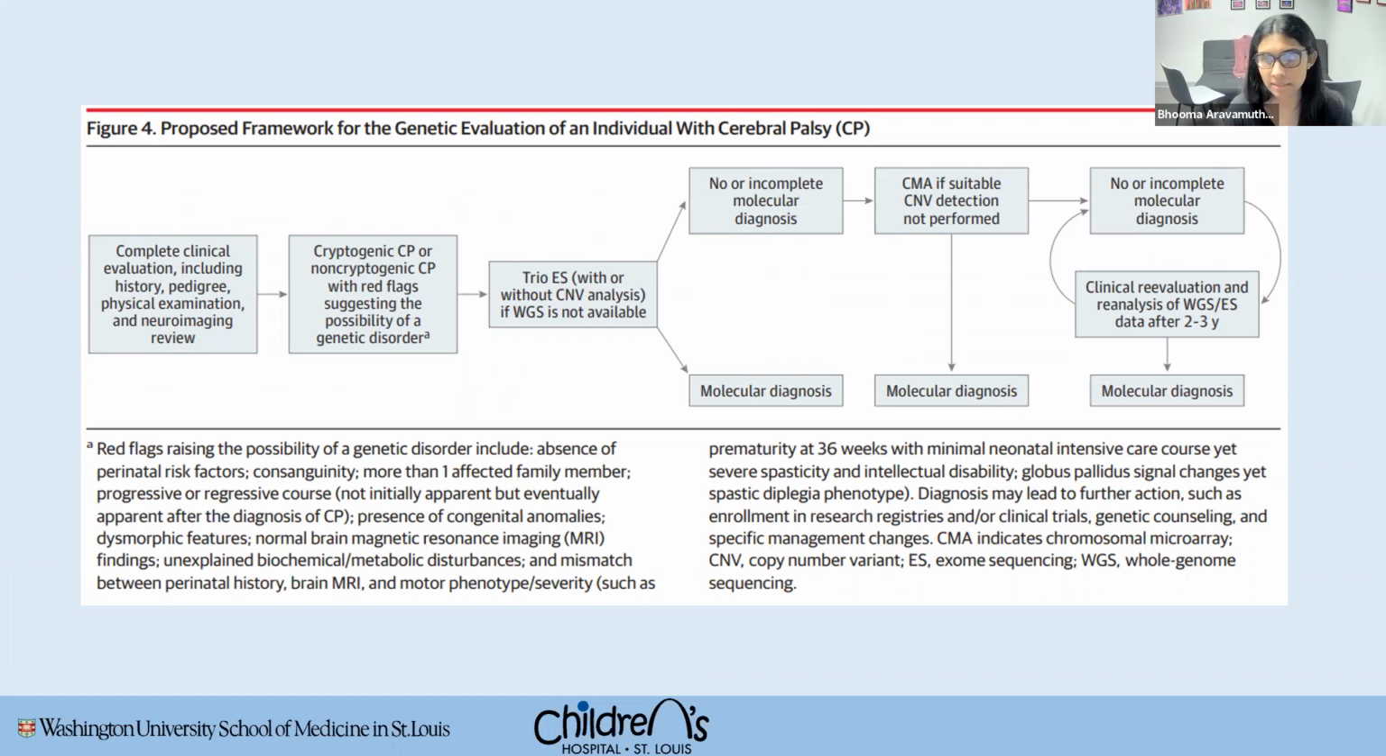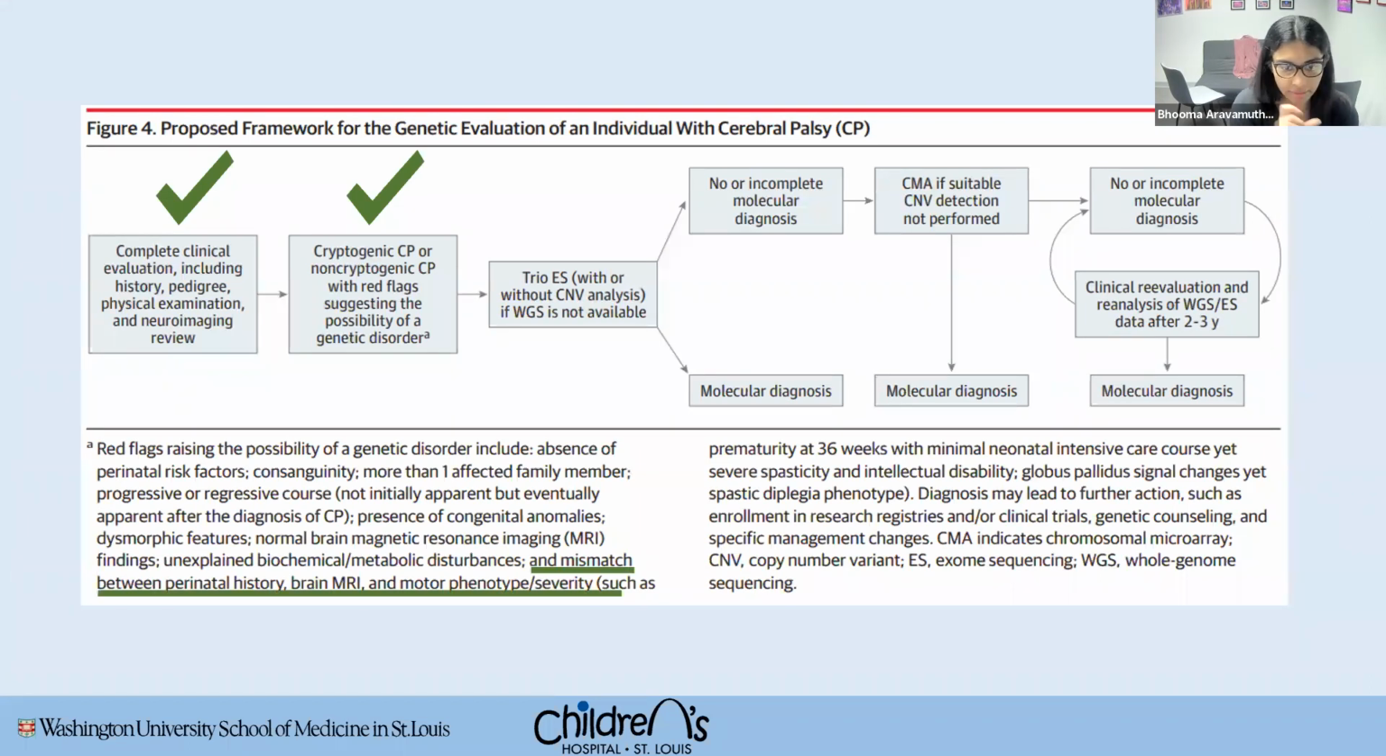And this is truly testing across the lifespan, how it should proceed if it has not been done. So doing a complete clinical evaluation, looking for what we called red flags for the possibility of a genetic disorder. And I want to highlight this particular line, the mismatch between perinatal history, MRI, and motor phenotype or severity. And we've given examples here.